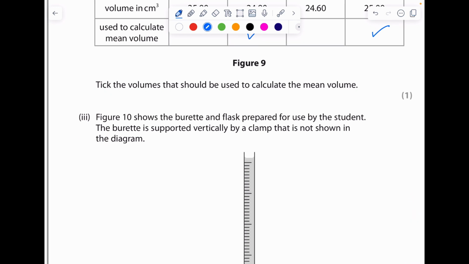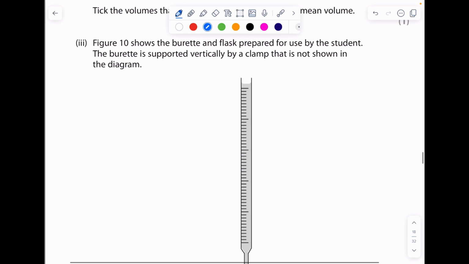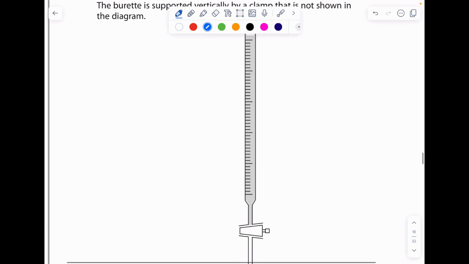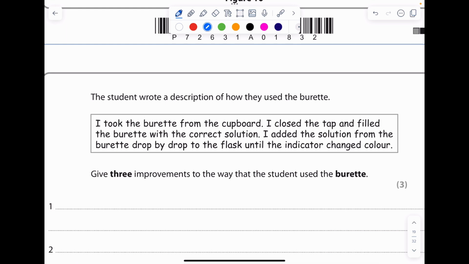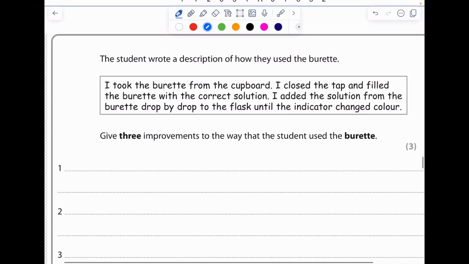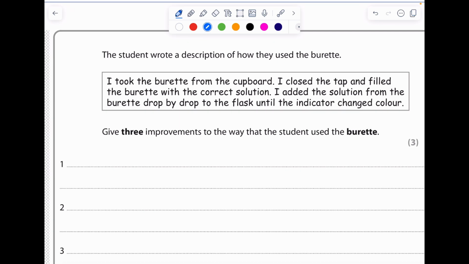Okay, next little bit. It shows a burette and flask prepared. Okay, and there we go. So we've got all that set up. A student wrote a description of how they would use the burette. So it says, took the burette from the cupboard, closed the tap, filled the burette with the correct solution, added it. Okay, so what do they need to do to improve the way they use it?